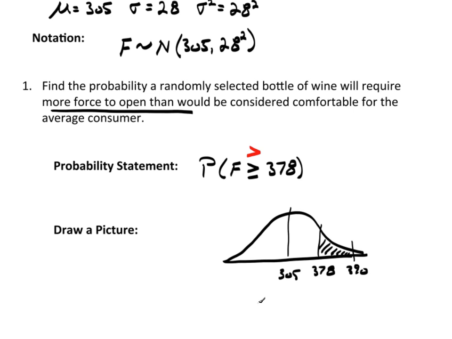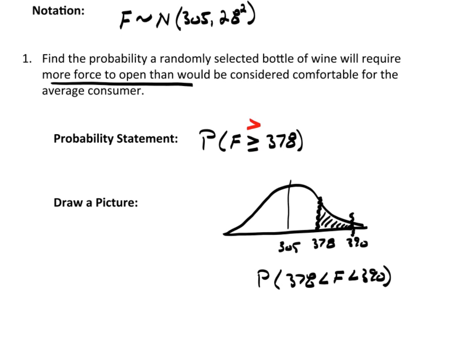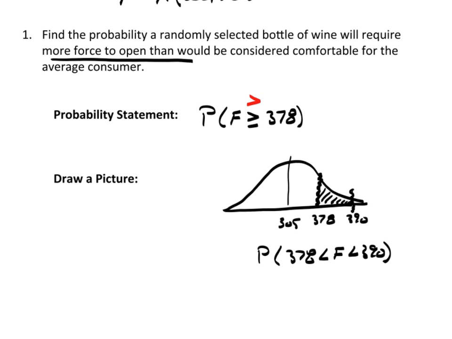So if I wrote this as I want the probability that 378 is less than the force, which is less than 390, that means I am excluding these endpoints. Now in a discrete distribution, that's extremely important. In a continuous distribution, it doesn't make any difference. I will get the exact same answer if I exclude those or if I include them. It doesn't make any difference.